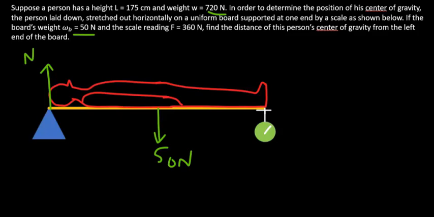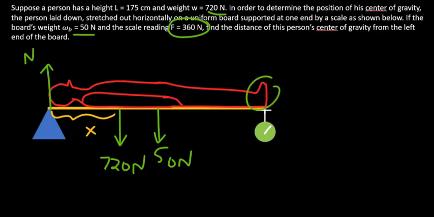And the point at which it acts is where the center of gravity of the person is. So 720 newtons. Let's assume the distance is x from the left end of the board. And one other force is the 360 Newton force. Now the board and the feet are pressing against the scale. In turn, the scale will press against the board in an upward direction, creating a 360 Newton force. So the direction is like that, 360 newtons.